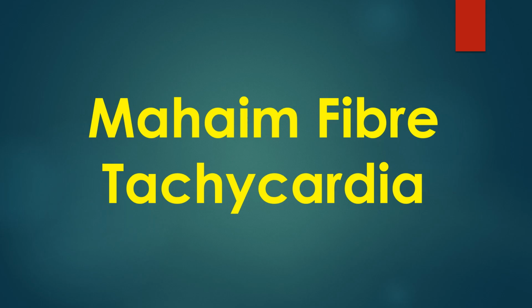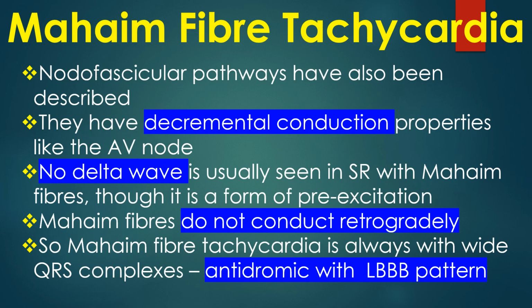Mahaim fibers are a type of accessory pathway connecting the atria to the fasciculoventricular conduction system in the ventricles. Nodoventricular pathways have also been described. They have decremental conduction properties like the AV node. No delta wave is usually seen in sinus rhythm with Mahaim fibers, though it is a form of pre-excitation. Mahaim fibers do not conduct retrogradely. So, Mahaim fiber tachycardia is always with a wide QRS complex, antidromic, LBBB pattern.